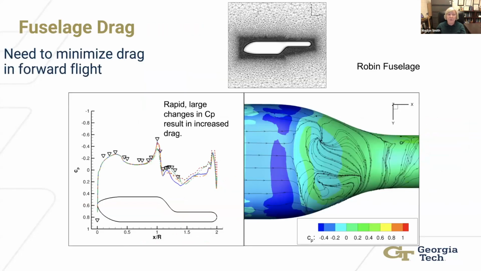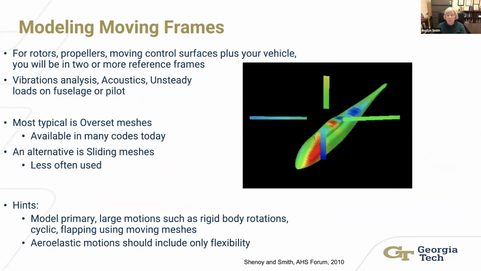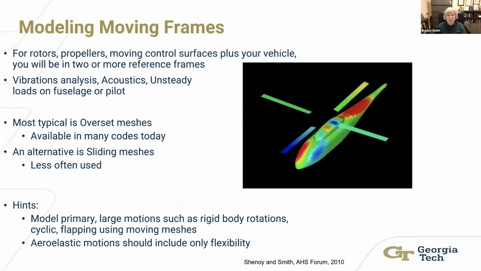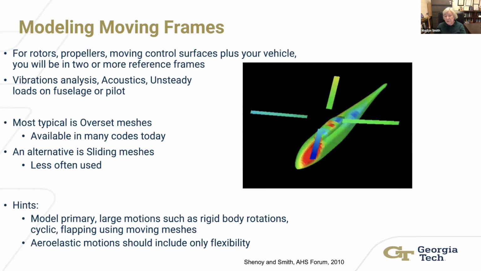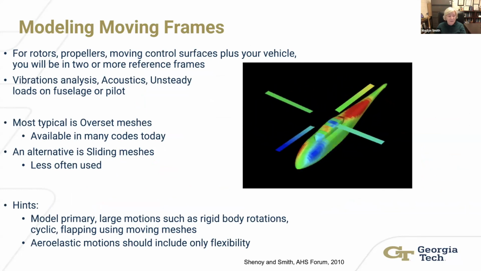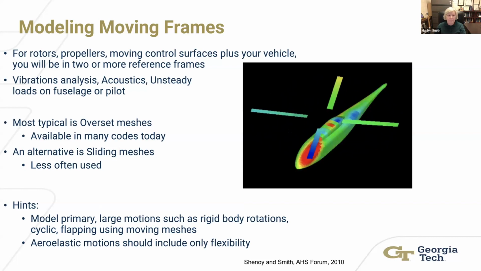Fuselage drag. Remember, you need to minimize drag for forward flight. Here's a great case. If you're looking for test cases, the ROBIN fuselage is a standard one we use. Again, look at this. You see the separation, and you need to check out and make sure your code is doing good. You're modeling moving frames, so you're going to be in different frames. So we typically use overset. I think most things are. There's a few out there that still use sliding meshes. We don't typically use those too much.